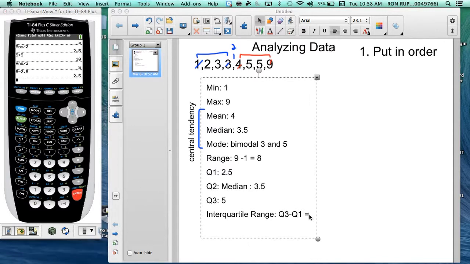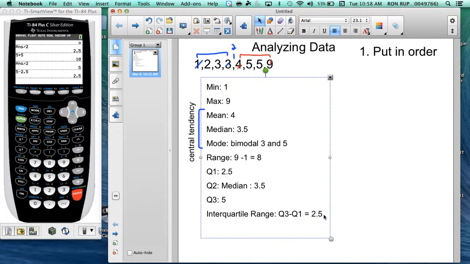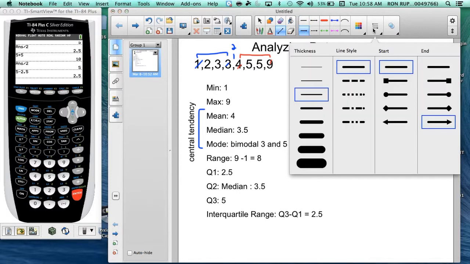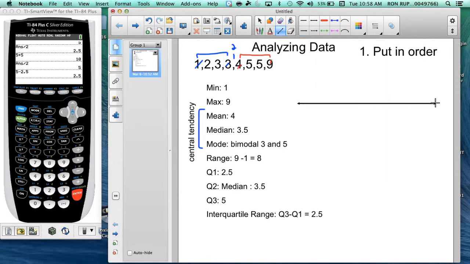which is 2.5. So my interquartile range is also 2.5. And so how do we use this? Well, we use all of this information here, these quartiles and such, to draw a box and whisker plot. So to draw a box and whisker plot, you need a number line, and you are going to plot certain points on this number line. You're going to plot your minimum, your maximum, your Q1, your Q2, your Q3.